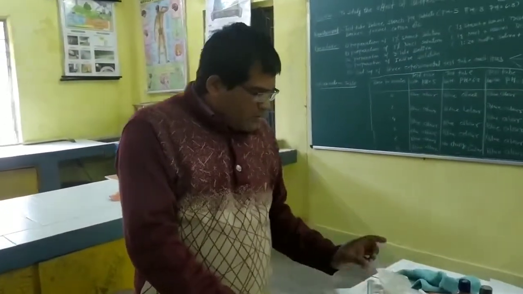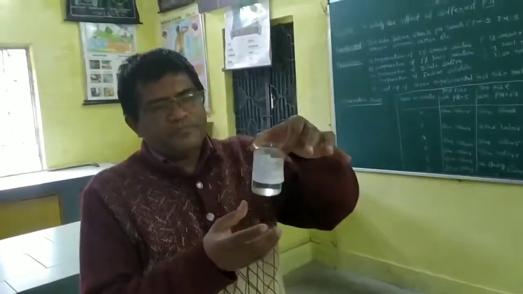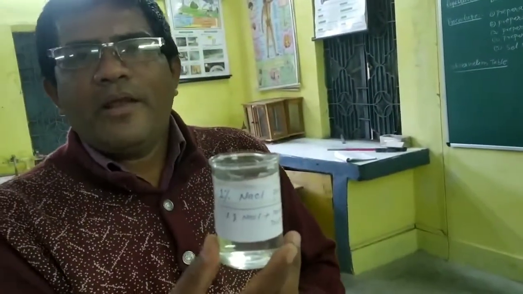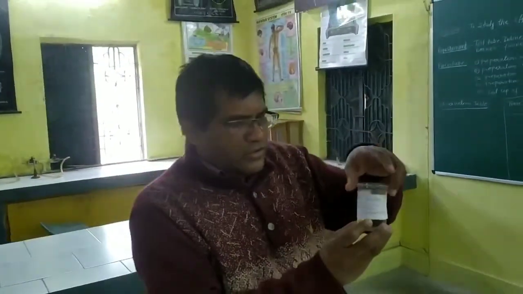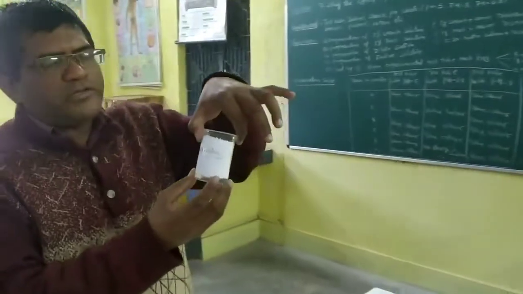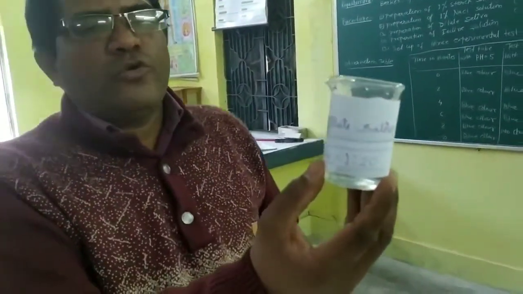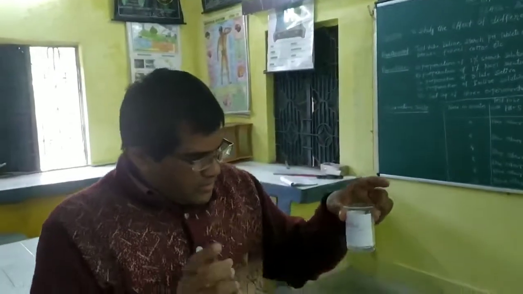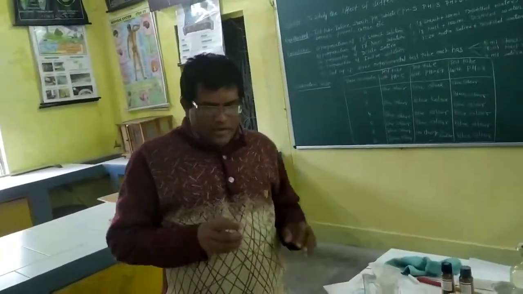The second requirement is the 1% NaCl solution. Here you take 1 gram of NaCl and dissolve it in 100 ml of distilled water. This is the 1% solution. Third, we have saliva, diluted 1:20. It means 1 ml of saliva and 20 ml of distilled water. So it is called diluted saliva. These are the 3 basic requirements.